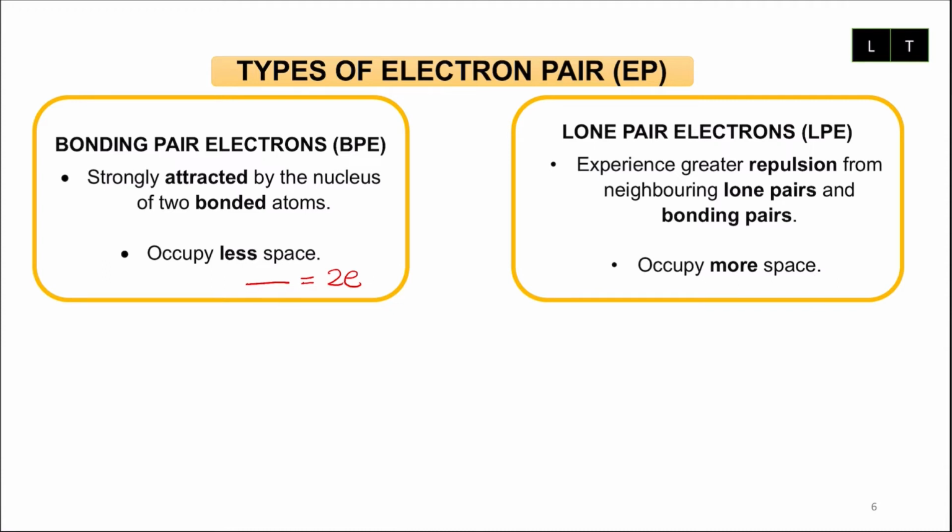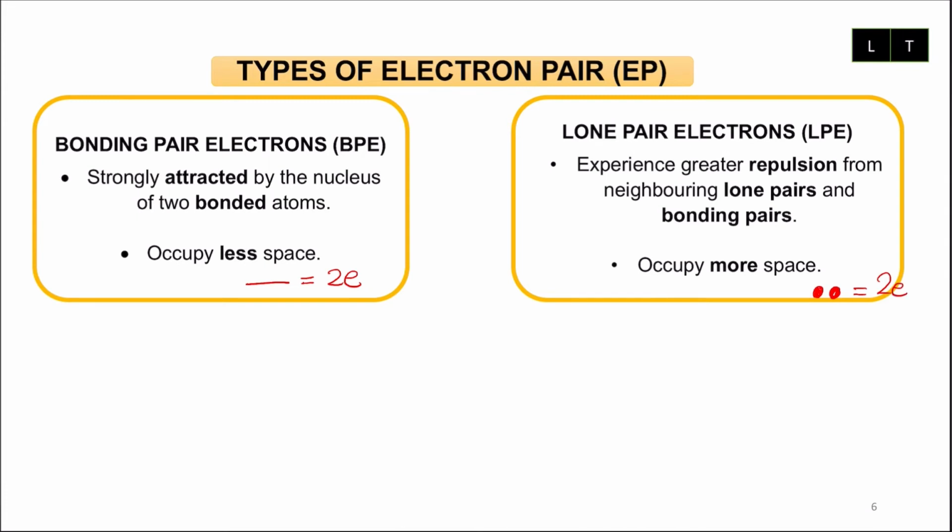Next, we have lone pair electrons. Lone pair electrons will experience greater repulsion from neighboring lone pairs and bonding pairs. That is why lone pair electrons will occupy more space compared to bonding pairs. I'm going to illustrate them using 2 dots, which is equivalent to 2 electrons.